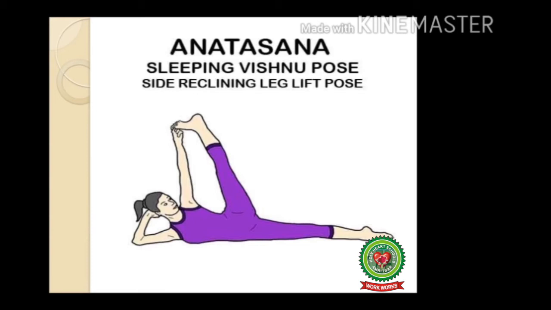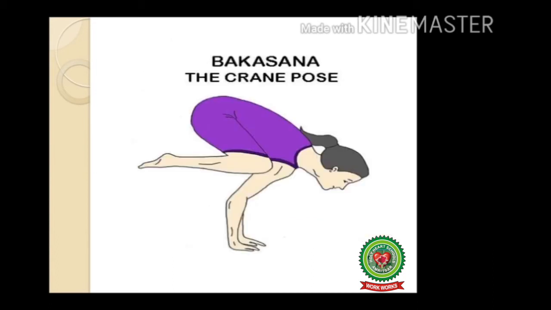This asana strengthens shoulders, muscles, and hamstring is also stretched and strengthened. You can lose weight from hip and thigh portion, and it helps in development of pelvic portion. Now next one is Bakasana.